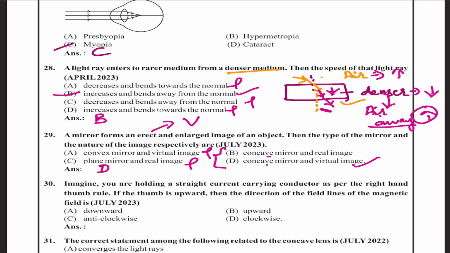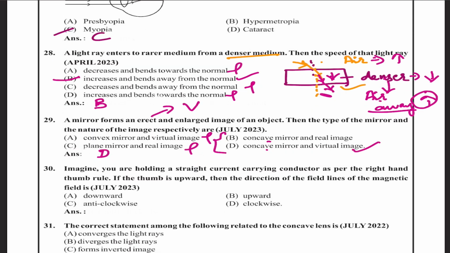Coming to the next question. Imagine you are holding a straight current carrying conductor as per the right hand thumb rule. If the thumb is in the upward direction, then the direction of field lines of the magnetic field is anti-clockwise. We have a trick to remember this rule: as per Maxwell's right hand thumb rule, if the thumb is upward, the direction of field line is anti-clockwise.